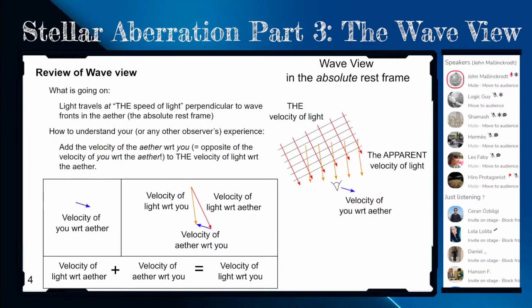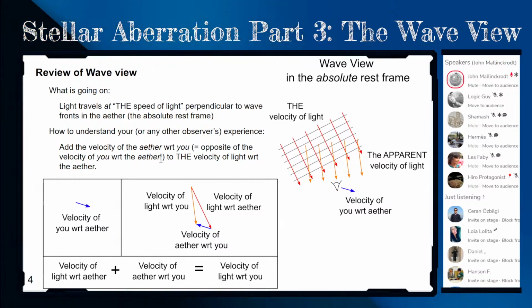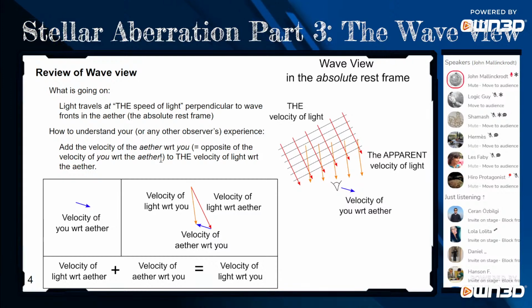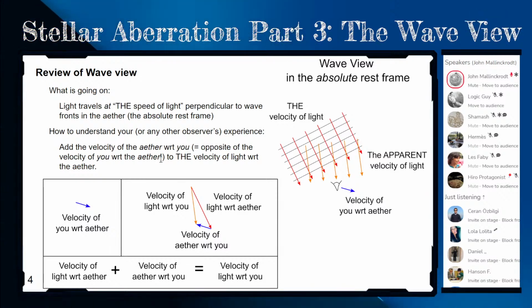So in the wave view, it's a little different. Now light travels at the speed of light, because now there's a medium. That's the nice thing about the wave view, is it gives a reason for light to have a speed. And it travels perpendicular to these wave fronts that we talked about, which you're certainly familiar with if you've ever been to the ocean and seen wave fronts coming in and noticing that they move in a direction perpendicular, basically, to those wave fronts. It travels at the speed of light, perpendicular to the wave fronts, in the ether, in the absolute rest frame. Now there's this preferred rest frame.